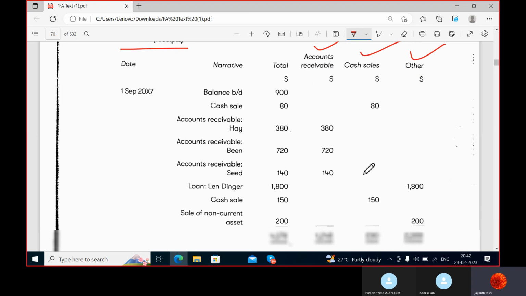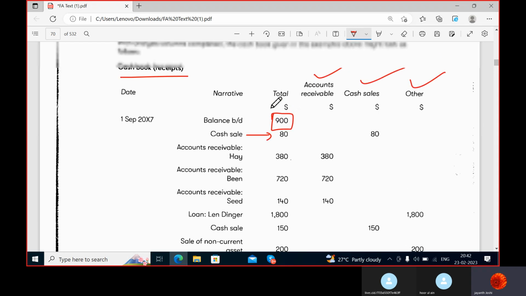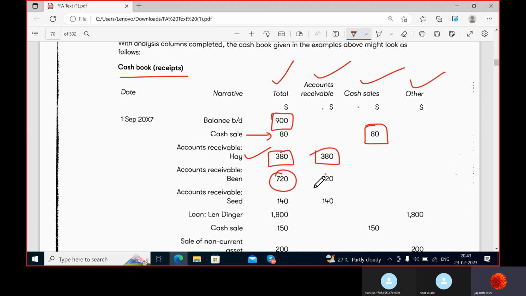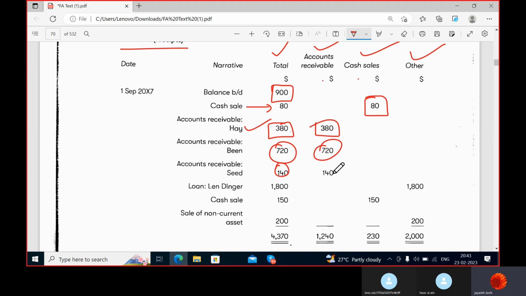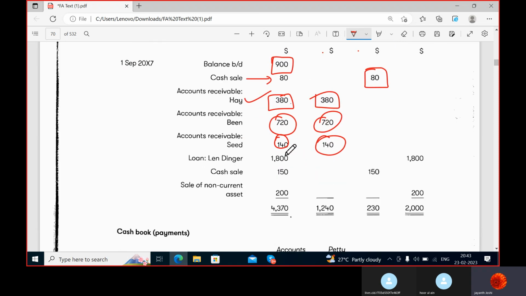So we see that we started with $900 and then we made cash sales of 80. Here we mentioned it, but we have a separate column for cash sales, and there also we mention it separately. This is the horizontal way of making a cash book. Then we received money from our receivables, 380, and we have a separate column. So we show the amounts in the total column as well as in their respective separate columns. So 380 here, then from Bean we received, we showed here, then from Seed we got, we showed here, then from Lendinger we got, we showed in others.